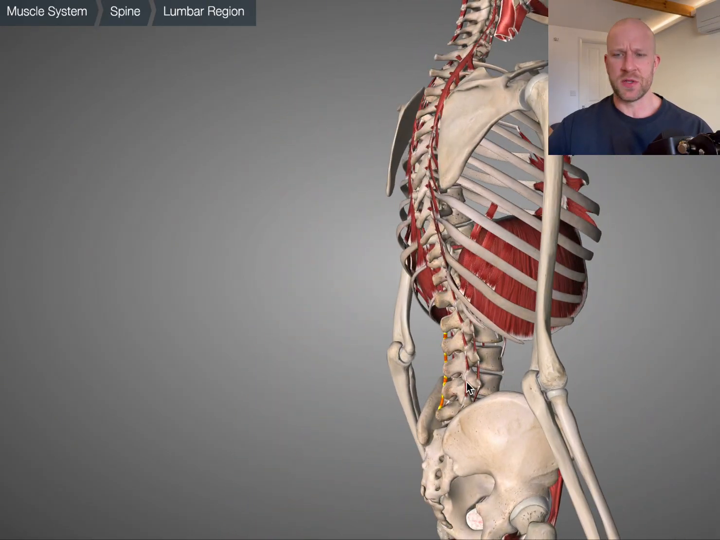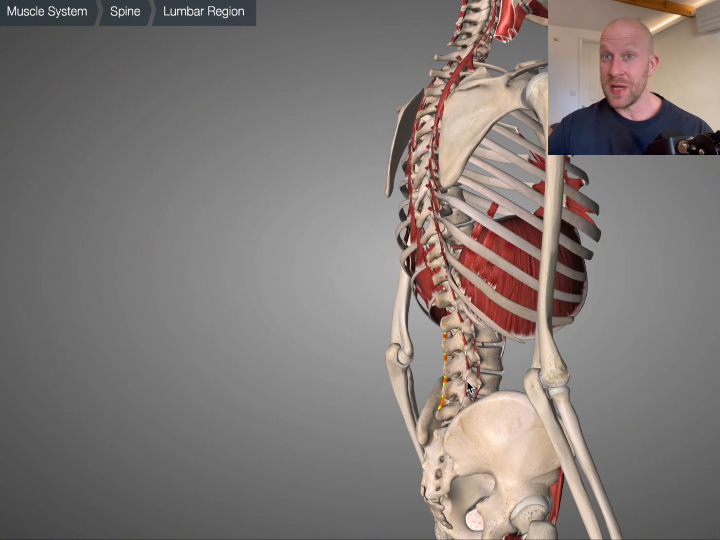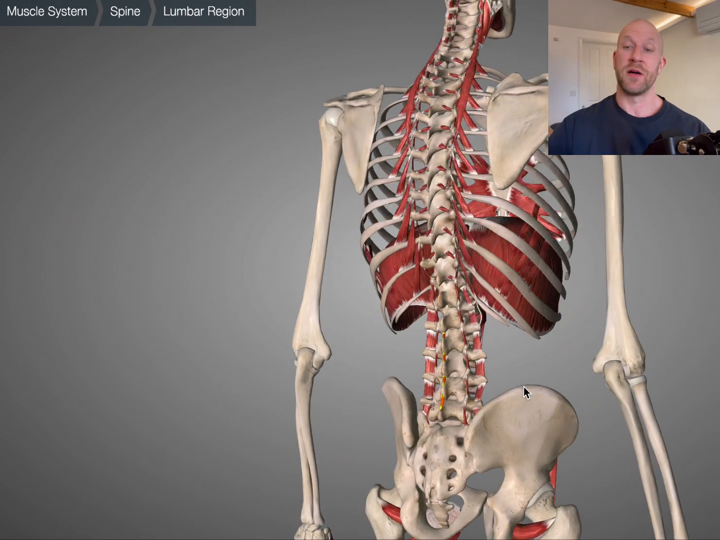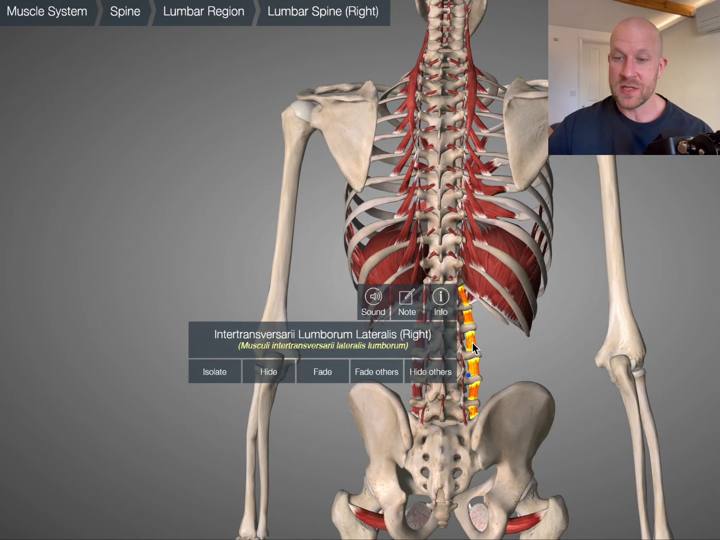So let's have a guess at what these muscles do. We've got the interspinalis muscles. They're on the back. They contract. They're going to bring one spinous process closer to another. So spinal extension. Intertransversarii, again, they're going to bring one insertion closer to the origin, and that's going to laterally flex the spine.